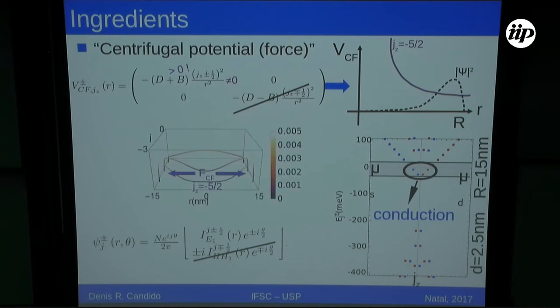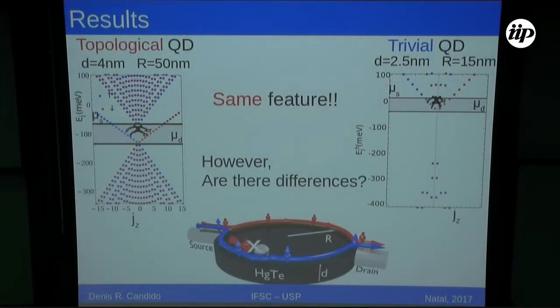Okay, I just make comments about that. So as I said, we have the same filter in the trivial quantum dot and the topological quantum dot. So now we can ask, is there any kind of difference here? The first thing that we analyze is the current. So let's try to compare the current of both of them.